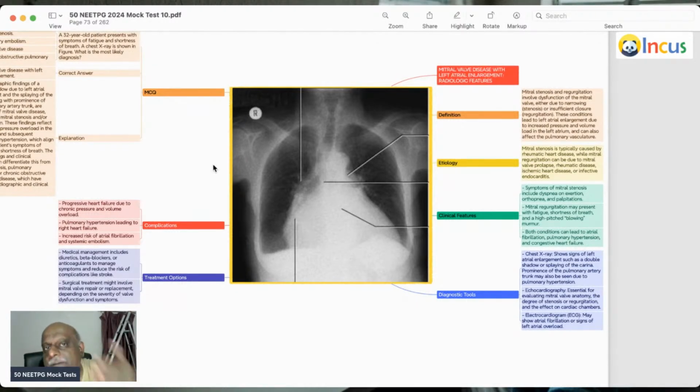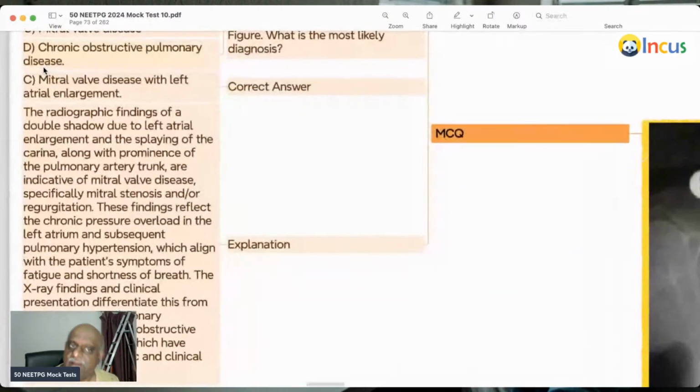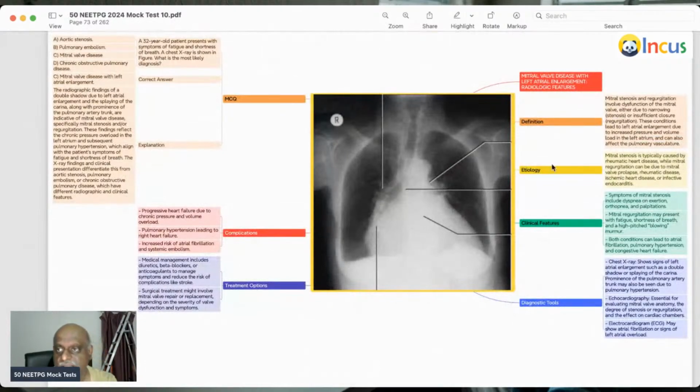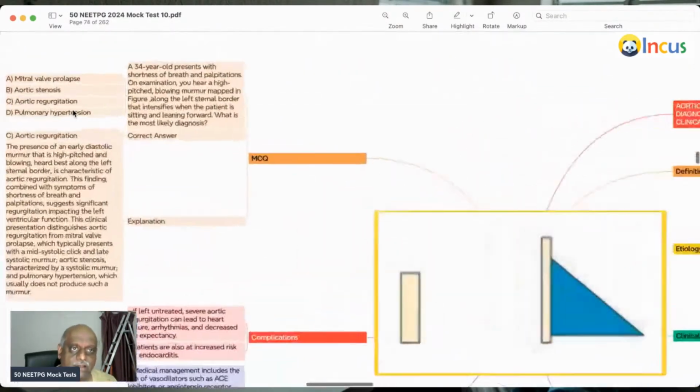Which is the most posterior among the chambers of the heart? Left atrium. The esophagus and trachea are all in the posterior part. So there is a splaying of the carina of the trachea whenever the left atrium enlarges. Where does the left atrium enlarge? It enlarges in mitral regurgitation, mitral valve disease, wherever the left atrium is enlarged. So I leave the literature for you to quickly do the revision.